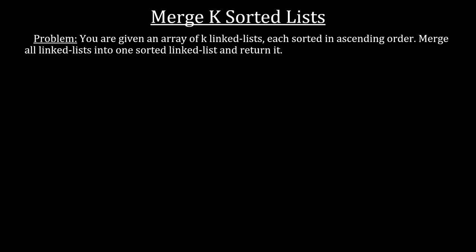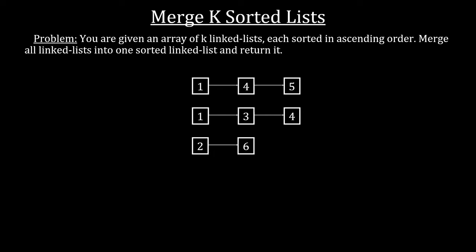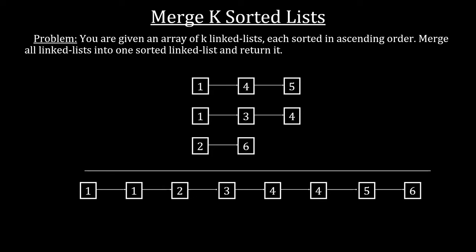So we are given an array of k linked lists, each sorted in ascending order. We should merge all the linked lists into one sorted linked list and return it. For example, if we have these 3 linked lists, this should be the output. The lists will look like this, and when we merge all together, we get this one, a list of size 8, which consists of all the nodes in our 3 lists sorted in ascending order.